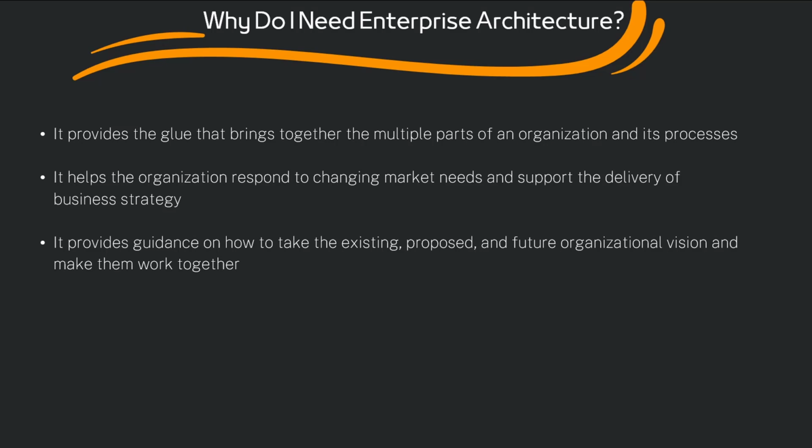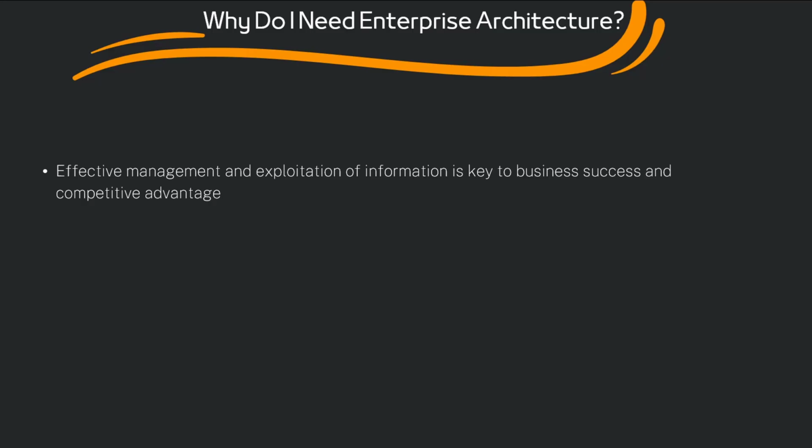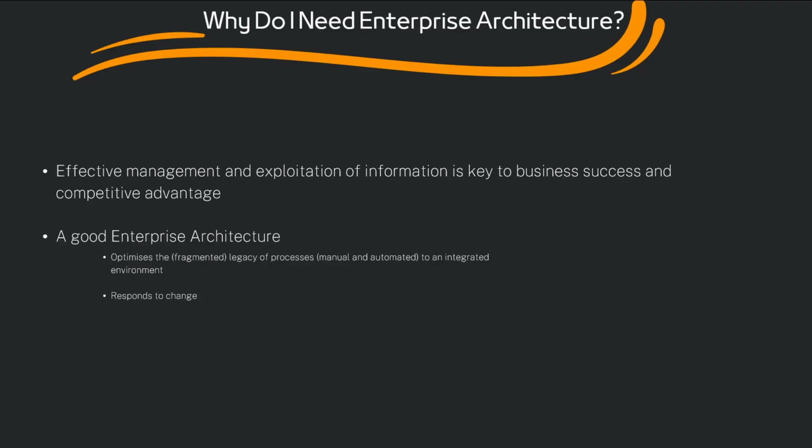Let's explain it once again in a fresh manner. Effective management and exploitation of information is key to business success and competitive advantage. A good enterprise architecture optimizes the fragmented legacy of processes, manual and automated, into an integrated environment, responds to change, supports delivery of the business strategy, and enables the right balance between IT efficiency and business innovation.